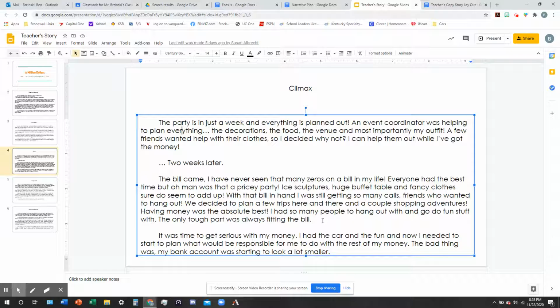For instance, our main character is starting to realize that they need to be more responsible with their money, right? So start to think about how you can incorporate some of your main character's character traits into this climax. Are they fearful? Are they brave? Are they courageous? What are they doing? How are they facing this conflict, this climax, the most exciting part of the story?